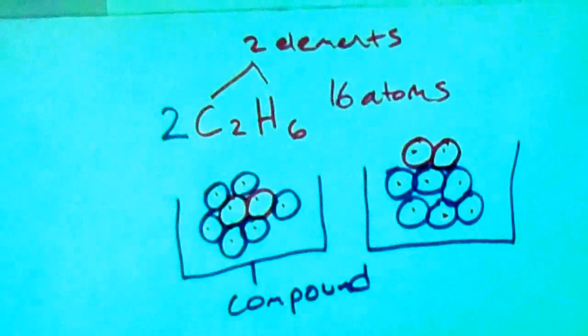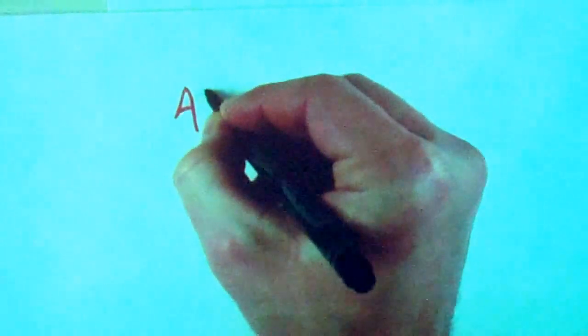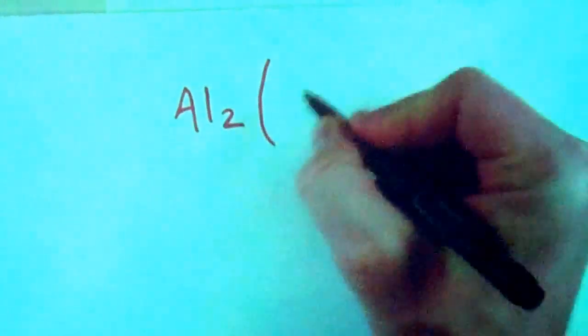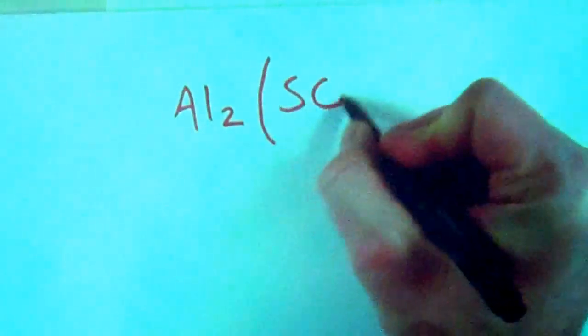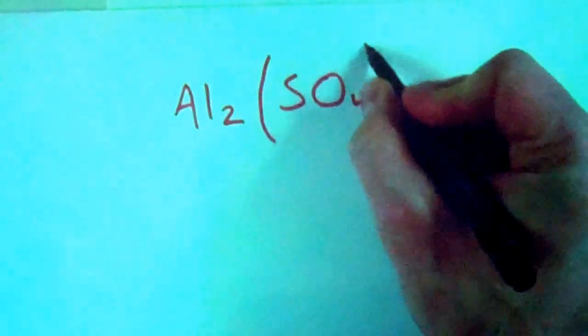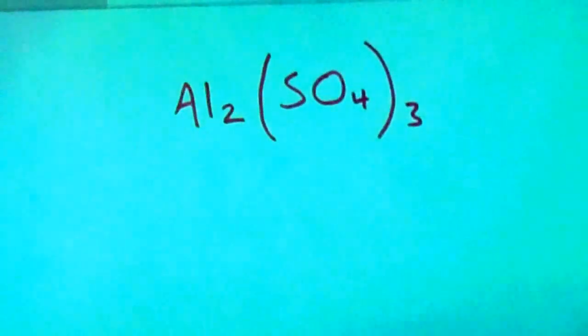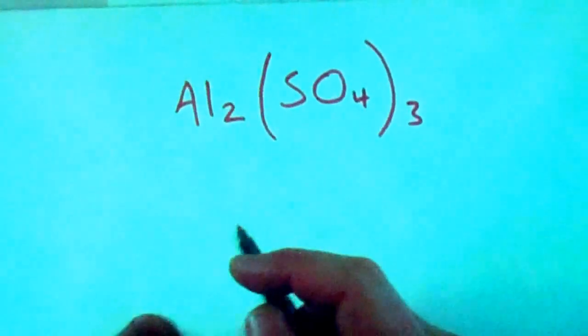You want to do another one with parentheses? All right. Let's do Al2, and this is a parentheses, SO4, and then a 3 on the outside. Because this usually confuses some people. Now, how many elements do I have here?